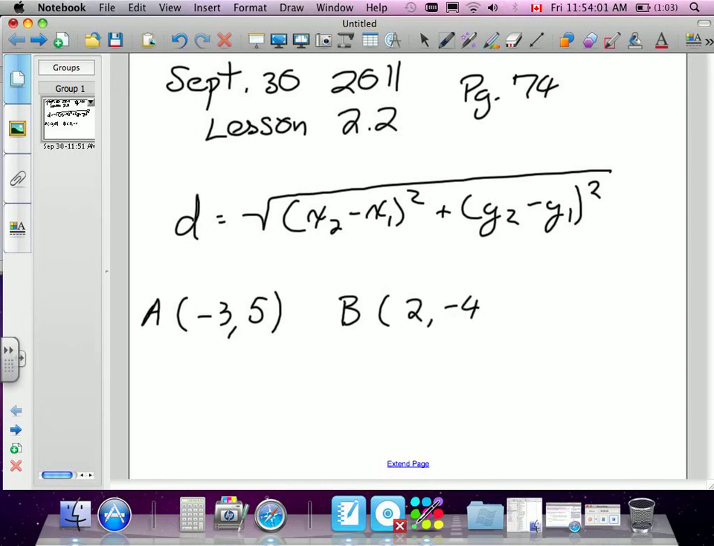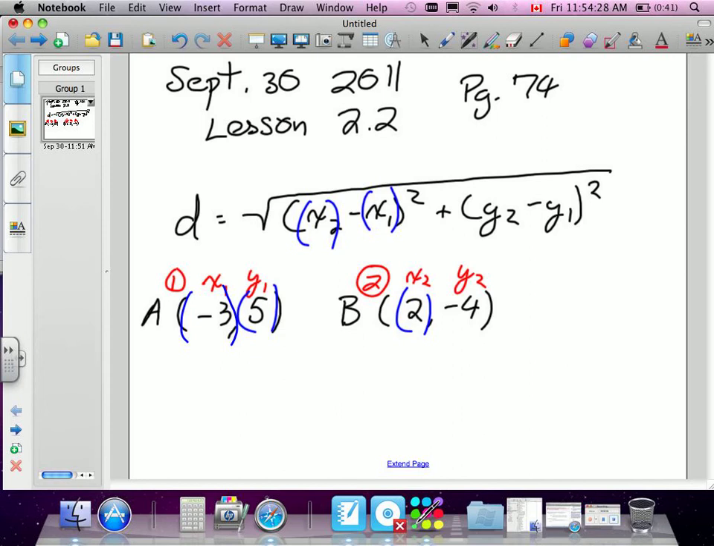Okay? So first thing I need to do is I need to call them coordinate 1 and coordinate 2. It doesn't matter which you call which. Just make sure you stay consistent when plugging it into the formula. This will be our x1, y1, x2, y2. Now we're going to plug these into the formula. x1 will go here, x2 will go here, y1 and y2.